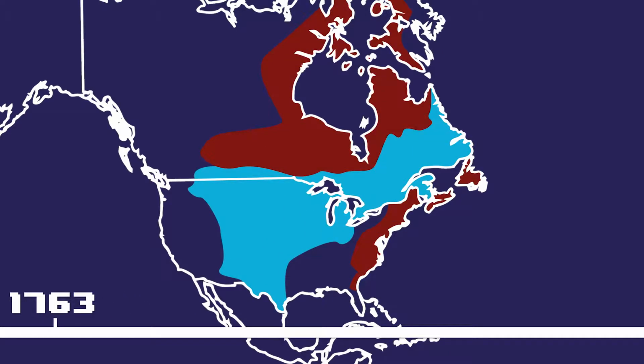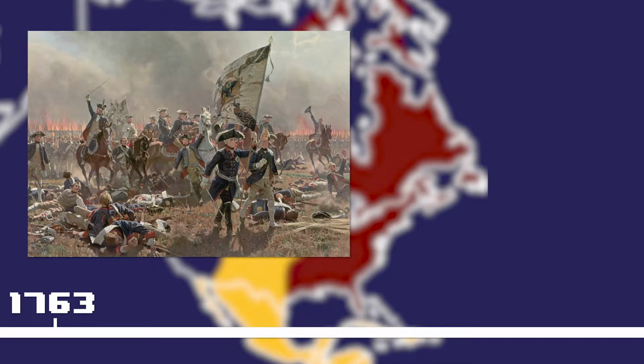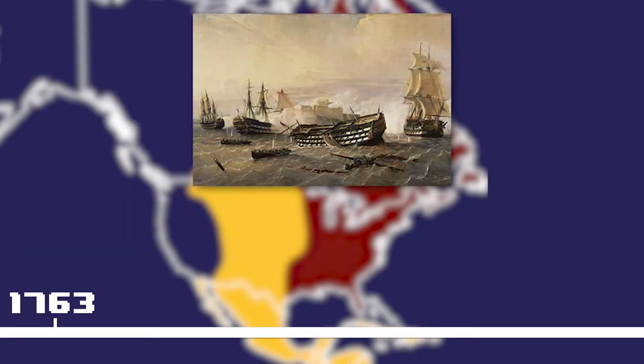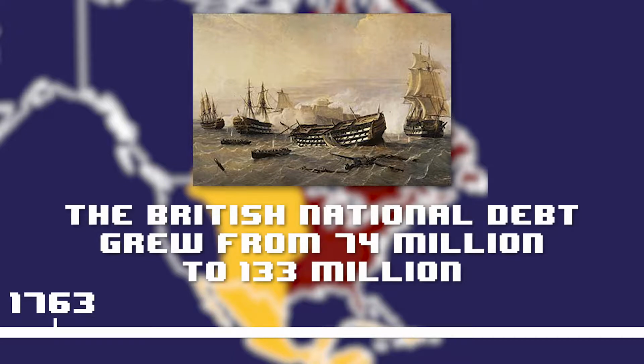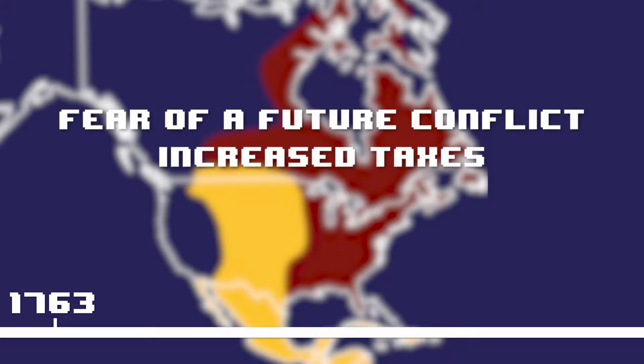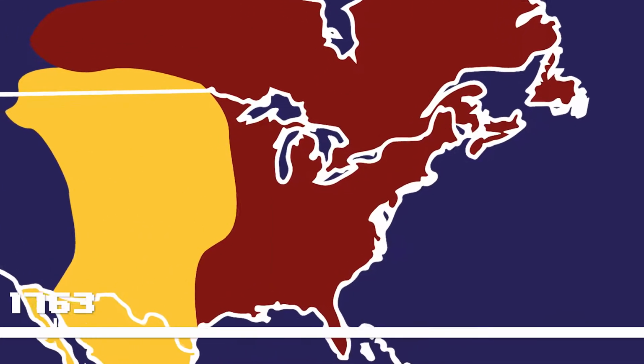The 7 Years' War resulted in a victory for England in the Ohio country, which meant that England took over all of the French colonies in North America. Despite this victory, the 7 Years' War counted around 1.3 million casualties, with huge losses on the British side as well. On top of that, war is expensive and the British needed to pay for it somehow. The fear of future conflict in the colonies, the increase of taxes without consulting the colonies, and the restriction of open trade in the colonies resulted in huge dissatisfaction.